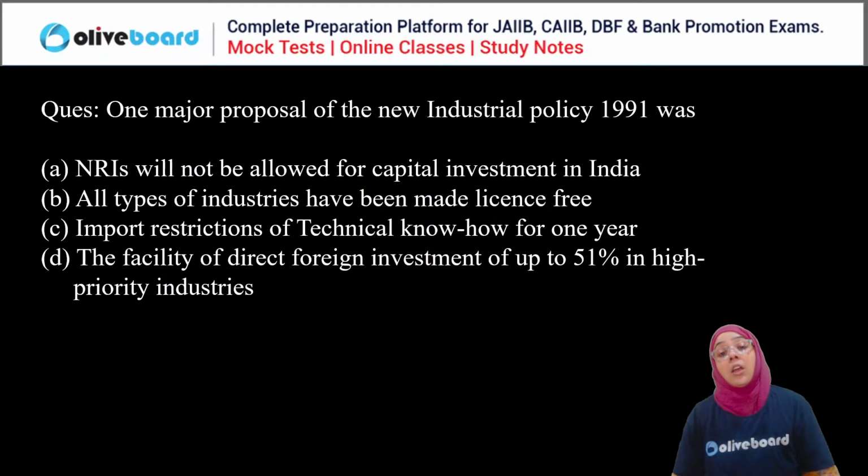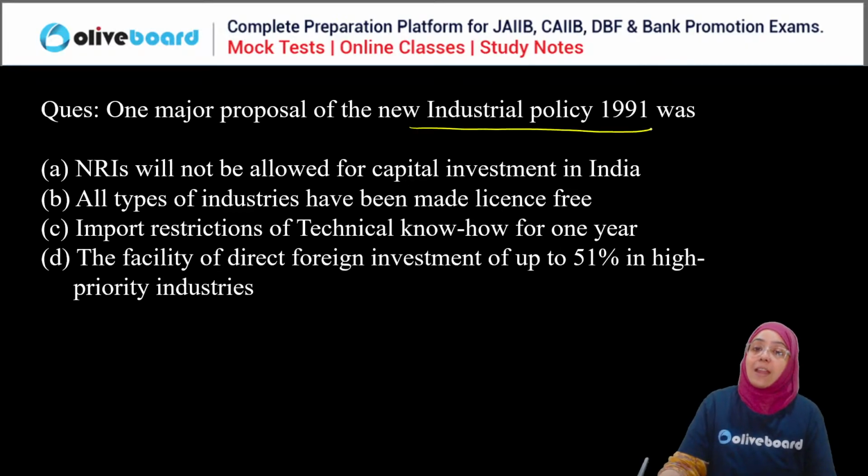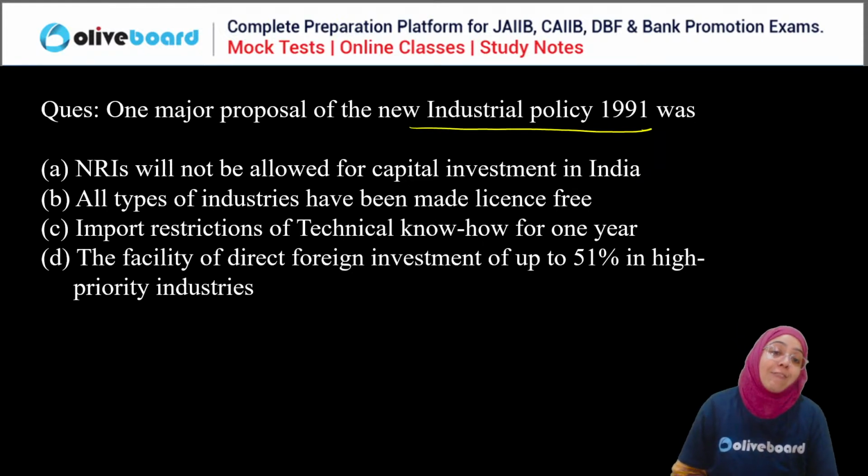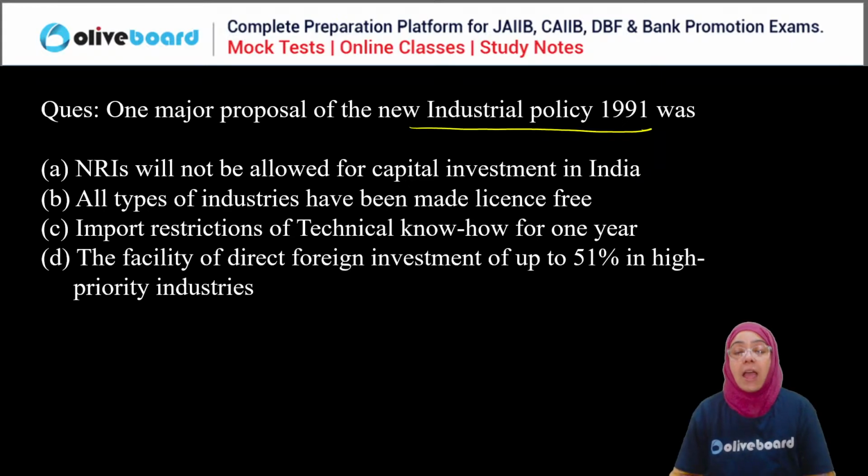Next question. One of the major proposals of the New Industrial Policy of 1991 was: NRIs will not be allowed for capital investments in India; all types of industries have been made license free; import restriction on technical know-how for 1 year; facility of direct foreign investment of up to 51% in high priority industries. Please answer this question. Very easy.